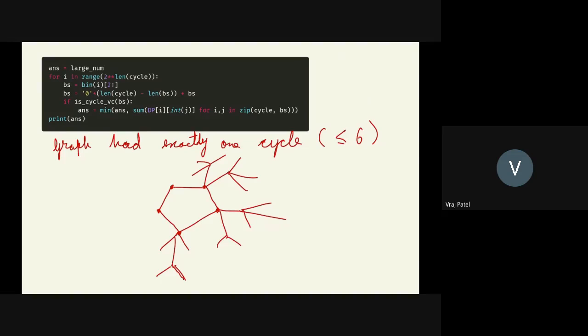So what do you do? Can anyone tell the idea that you can try for this? The hint here is that the length of the cycle is very small. The length of the cycle is 6. So what can you do based on this information?